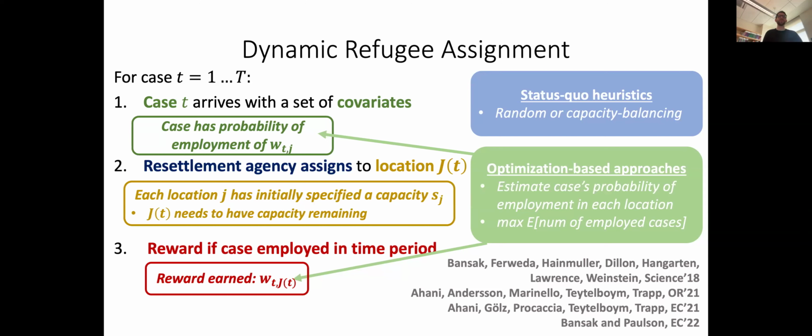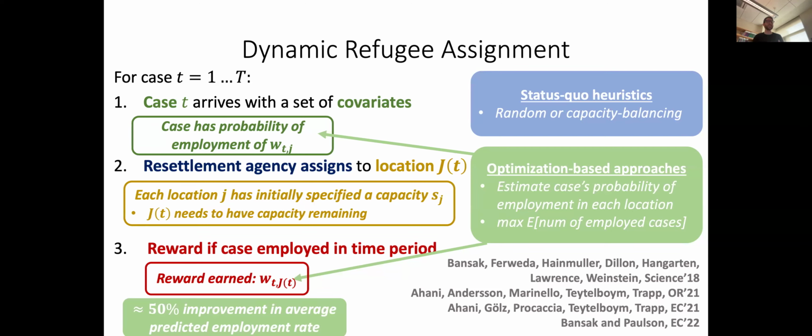Now, these optimization approaches are really marvelous in some ways. They show that in predicted employment rate, the improvement of refugee employment could be of a size of roughly 50% in average predicted employment rate across all refugees. So given that refugees are a vulnerable population for whom we really want to ensure better outcomes, the idea of improving employment by this much obviously is incredibly appealing.